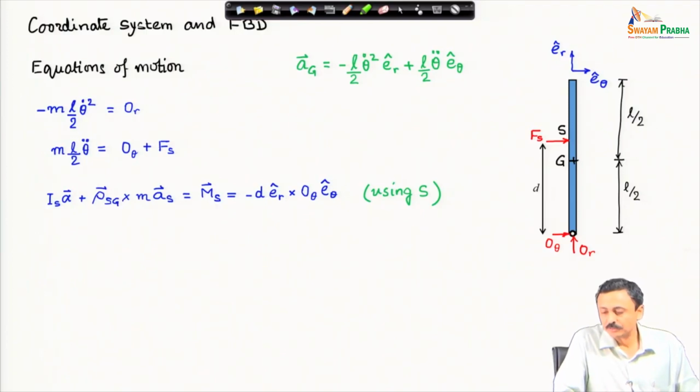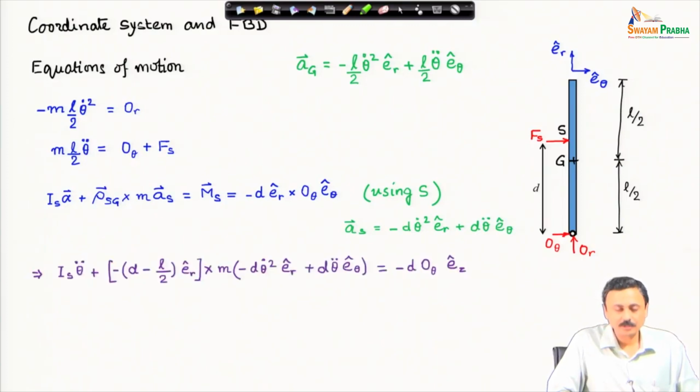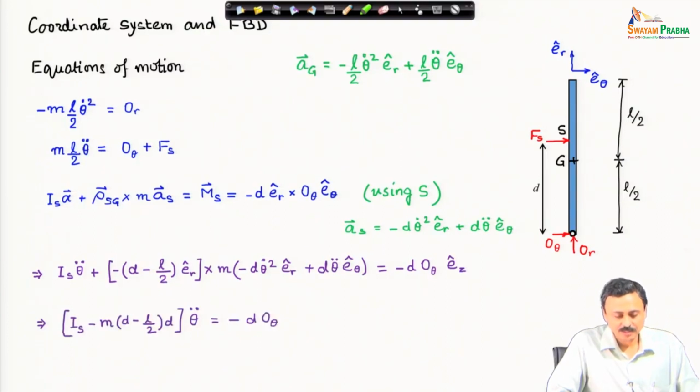Who contributes moment about point S? Only O theta. O r has 0 moment arm. Therefore, this is minus d E r cap cross O theta E theta cap. If you look at the acceleration of point S, it can be written like this very easily. Straightforward kinematics. Substitute all those things in the rotational dynamics equation and simplify. This is what happens.